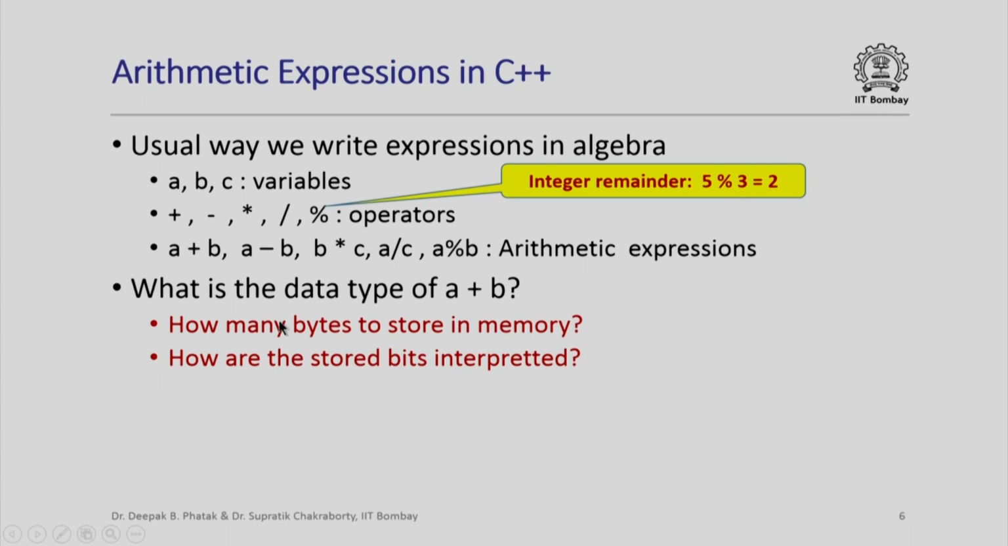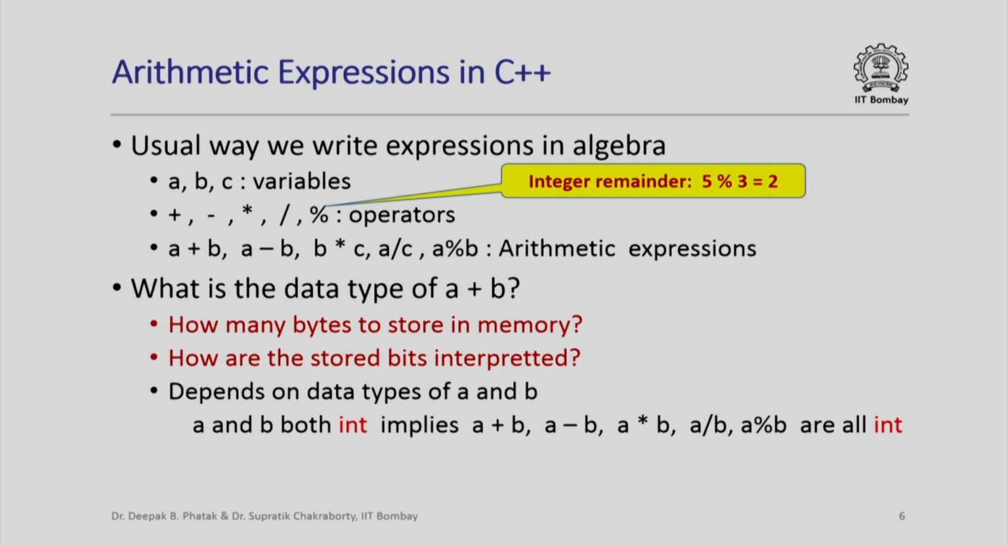Basically, I am asking how many bytes should be allocated to store the value of A plus B in memory, and how should the stored bits in those memory locations be interpreted. Now, in general, the data type of an arithmetic expression depends on the data types of the various operands in the expression. So in this case it will depend on the data types of a and b.